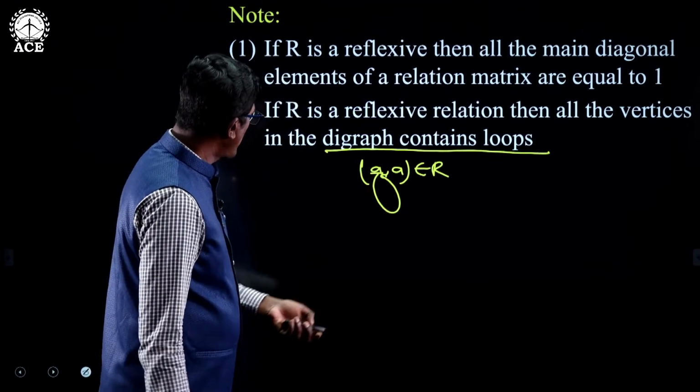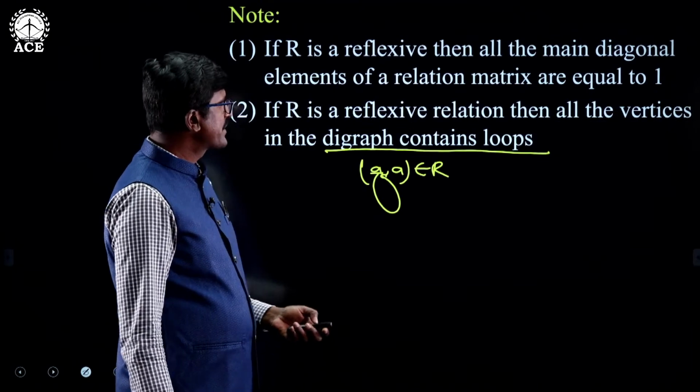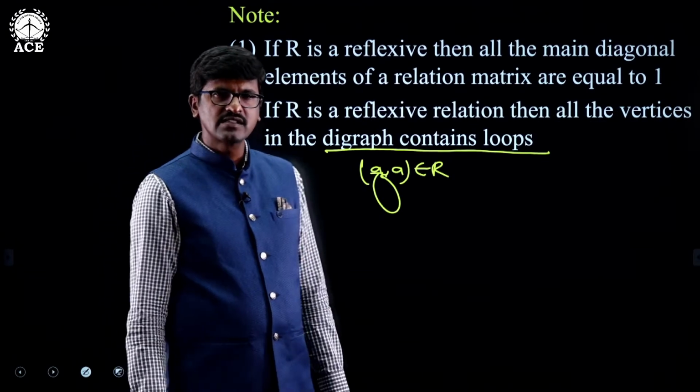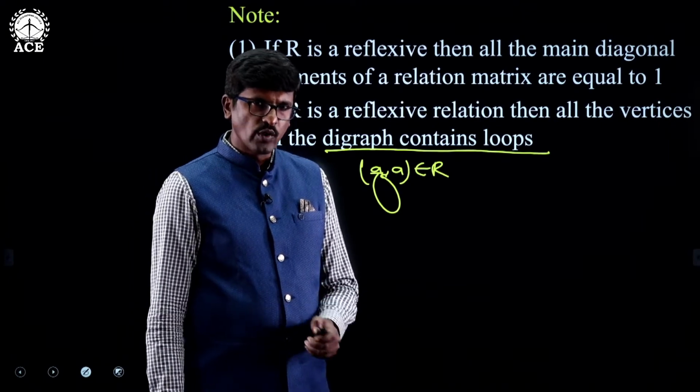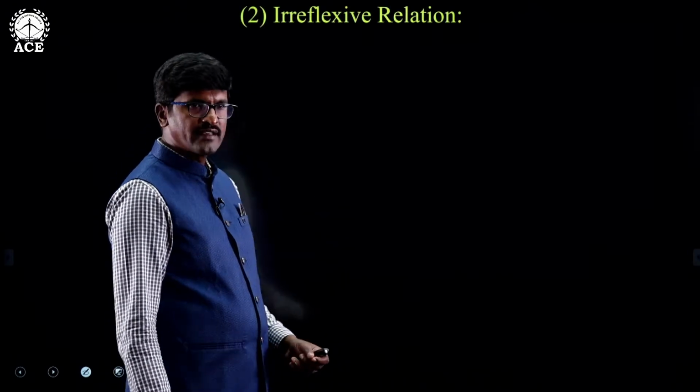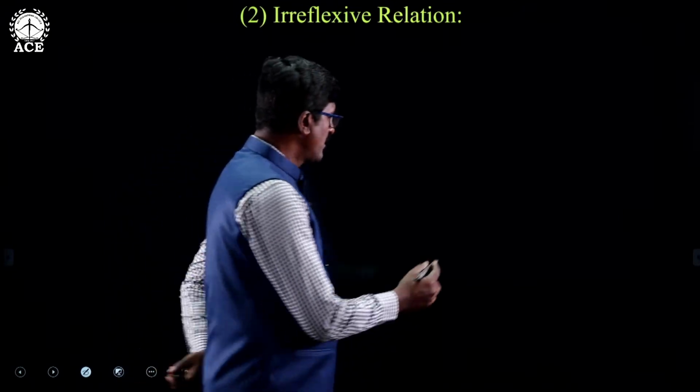So the second point says the diagram representation of a reflexive relation will consist of loops at every vertex. These two are very important points you need to remember. Now the next property is irreflexive relation. So far we have seen reflexive relation.